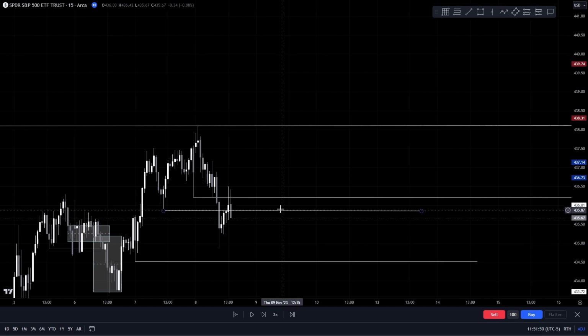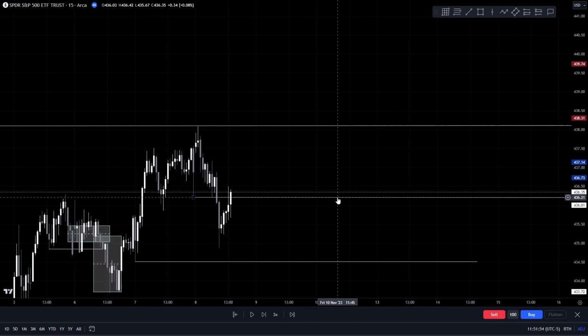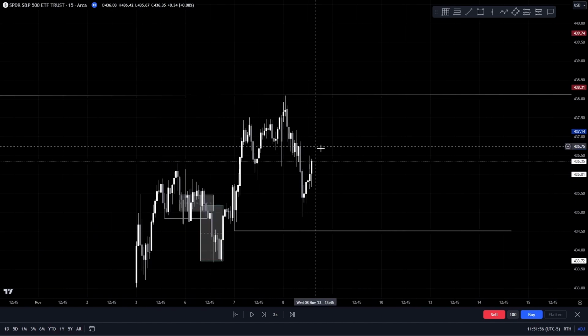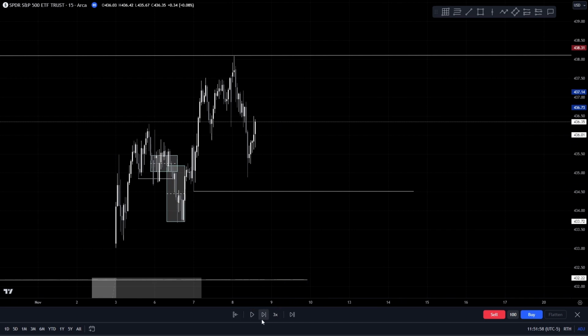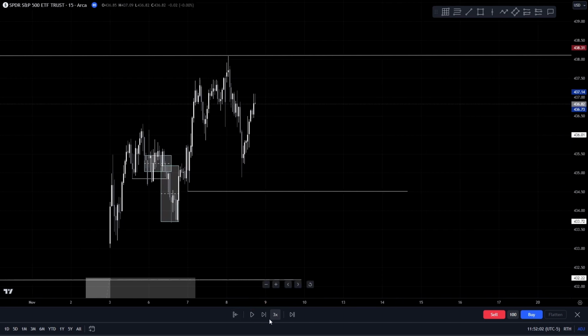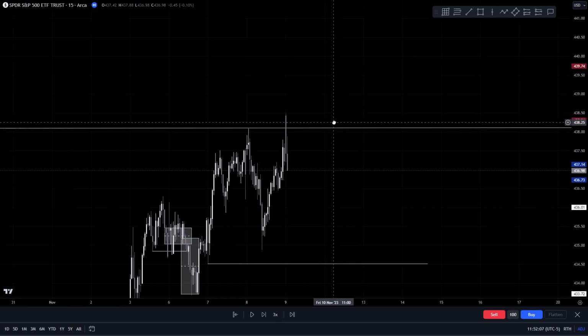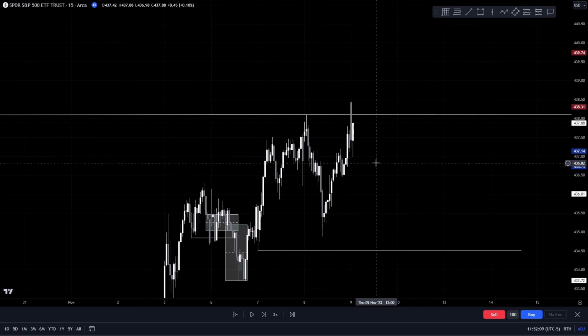Okay, so we didn't take that one out, but we took out these two right here, so we don't need these anymore. I don't need these anymore. Could be that we just rejected off there. Yeah. Now we have that liquidity line above there. And what do we end up doing? We take it out. Just like that.